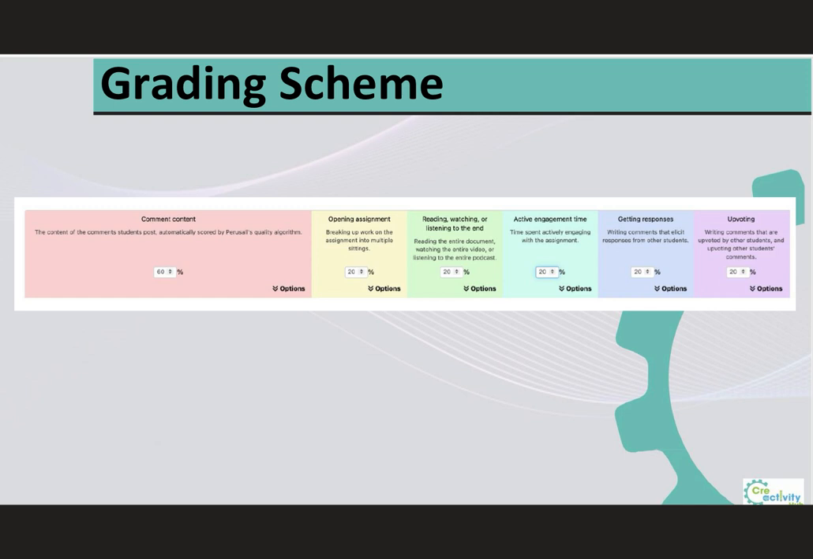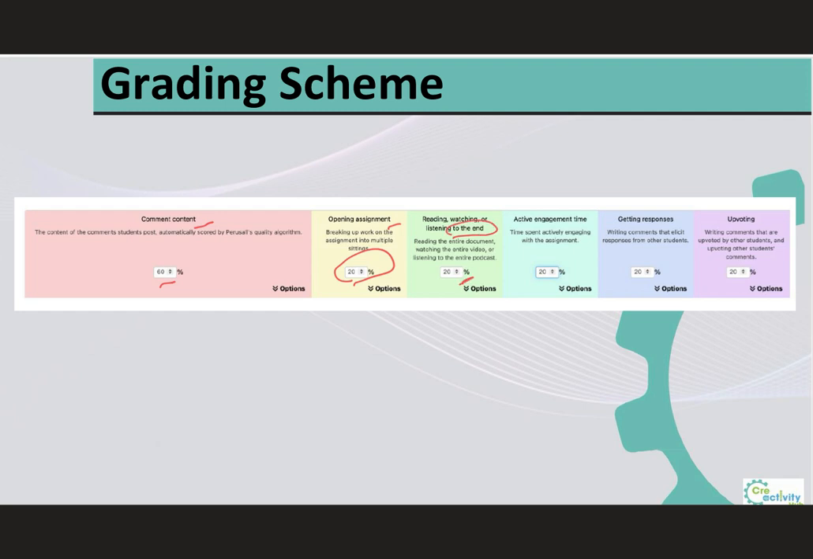And here is a breakdown of your grade, so it's important for you to look at this and see where your grade is coming from. If you count the percent points, you're going to see that for a comment, you get 60% of the points. For opening the assignment, just for opening the assignment, you get 20%. If you're reading and watching and listening all the way to the end, for example, if it's a video, you get 20%.